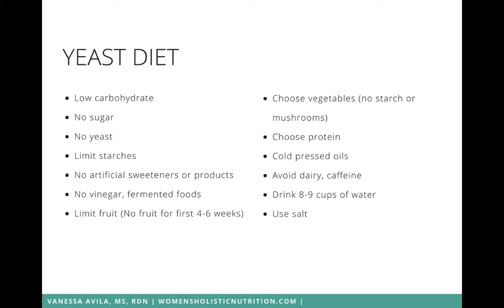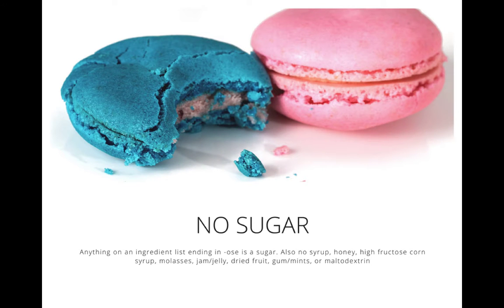So just being mindful of that, since it's low carbohydrate, we still want to make sure that it's a nourishing meal that we're having. Okay, so again, no sugar. Any ingredient on a nutrition label that ends in "ose" is a sugar. So we don't want syrups, honey, or high fructose corn syrup, right? So no soda, molasses. Jelly also has sugar, dried fruit turns into sugar, and gum also has sugar. So we want to avoid all sugar.